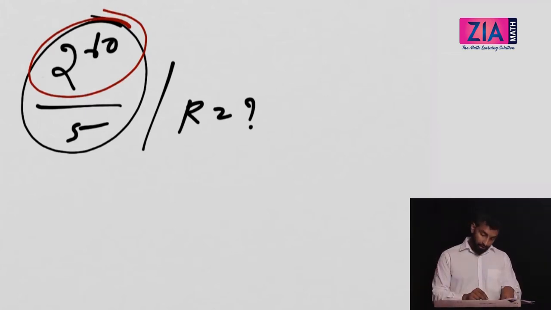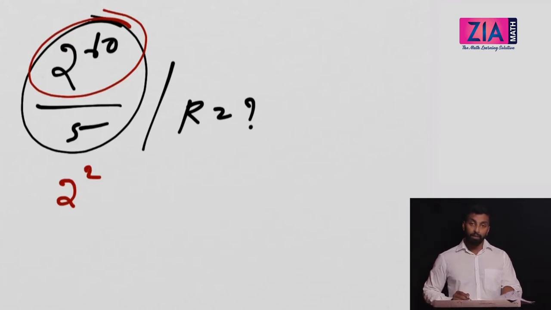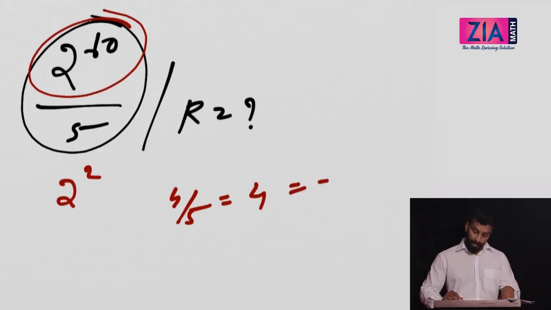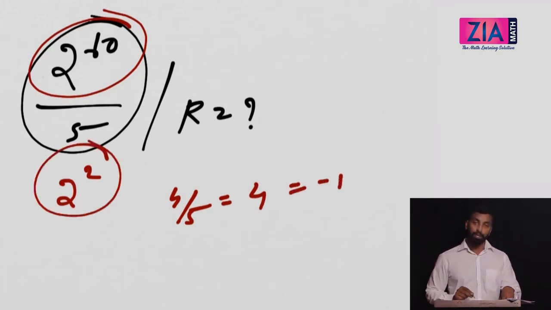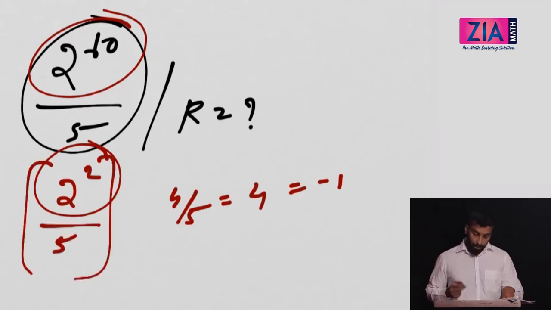You will write it as 2 raised to 2, okay? So you know 2 raised to 2 is 4, and 4 divided by 5, what is the remainder? 4. Or you can also write it as -1, right? So if I write it like 2 raised to 2, I can get -1 as a remainder. So 2 raised to 2 divided by 5 will give me -1 remainder.